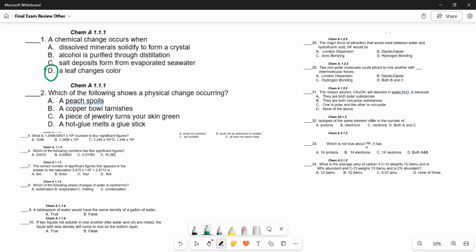Question 2, which of the following shows a physical change occurring? Again, we're not changing the identity. So when a peach spoils, that's a chemical change. It's changing its identity. When a copper bowl tarnishes, the copper is reacting with the oxygen in the air. That's a chemical reaction. A piece of jewelry turns your skin green. That's a chemical change. When hot glue melts, that is just a physical change. So the answer here is D.